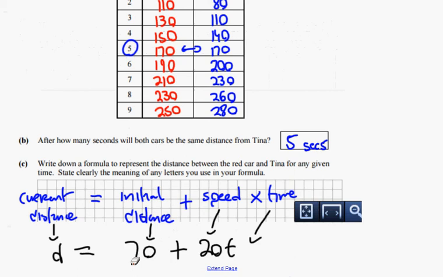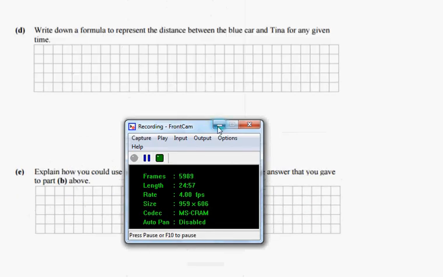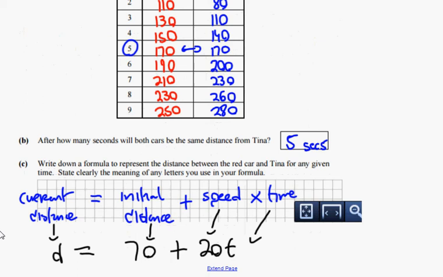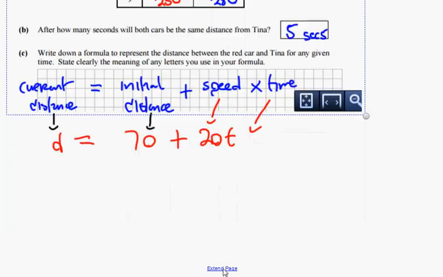Now, have we done part C? Okay, next question. Write down a formula to represent the distance between the blue car and Tina for any given time. Well, look, it's going to be the same as the red formula here. This here is the formula for the red car, so I'll just change that to red. Now we're going to do the same thing for the blue car, except this time we're going to write it in blue. So its current distance d.